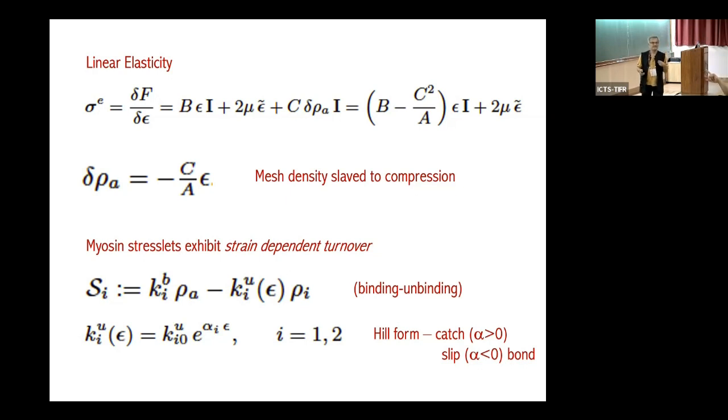So rho A was the mesh density, and rho B was the myosin density. What is rho I? Rho I are the two myosins. So rho 1 and rho 2 are the two species of myosin. In the previous equation I wrote it as rho B. So you have two equations for the two species.